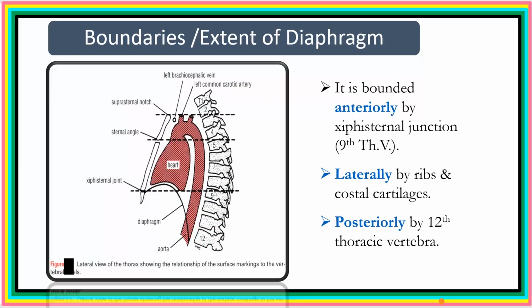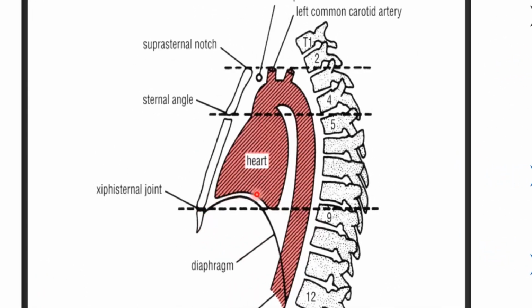Our next focus in this lecture will be the boundaries or extent of the diaphragm. Now here in this illustration is the outline of the diaphragm. Here is the anterior part, and here is the posterior part. So anteriorly here, we'll be seeing the xiphisternal junction. So the anterior border of the diaphragm is the xiphisternal junction or xiphisternal joint, and then posteriorly the border is the T12 thoracic vertebra. Now at the sides, we'll be seeing the ribs and costal cartilages.